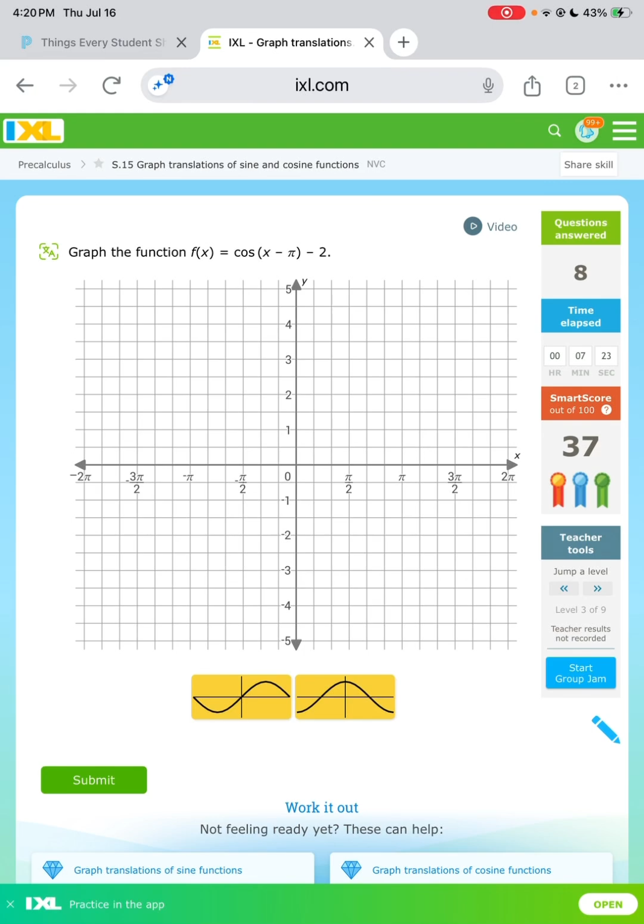Now there is a possibility you might have 2 different transformations. This is a cosine graph, so we know that's an even function, and that's going to be this one. For the 2 transformations, notice what's inside with the x is a minus pi, so I'm going to move it right pi or right 180 degrees. The minus 2 is on the outside, so I'm going to move it down 2. So I'm going to click the middle of my graph here, drag it right pi units, and move it down 2 units, and that's what my graph will look like.